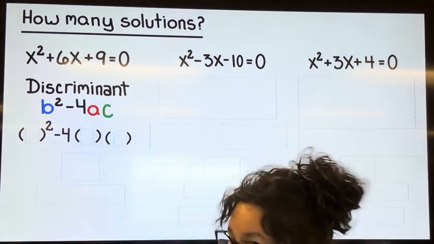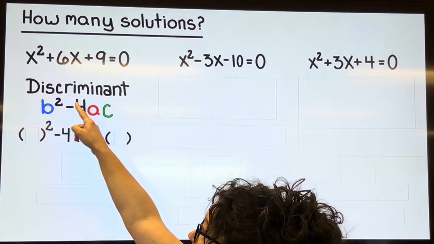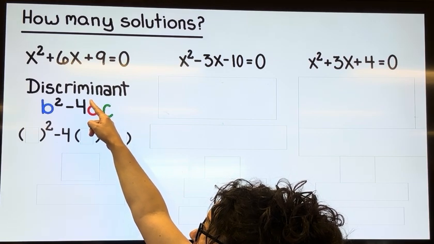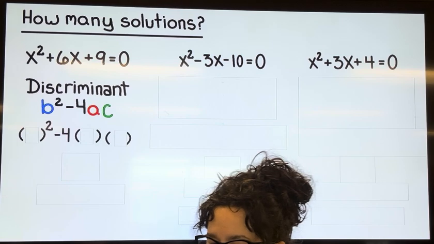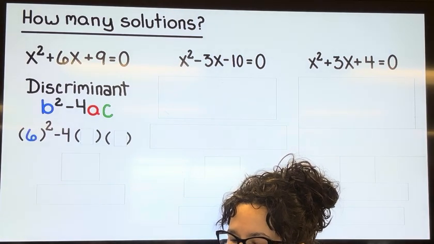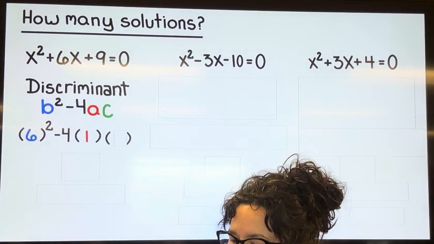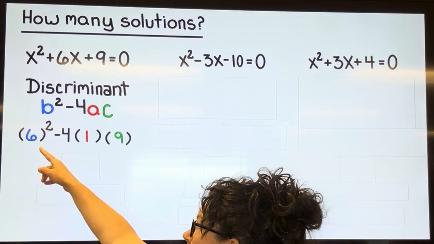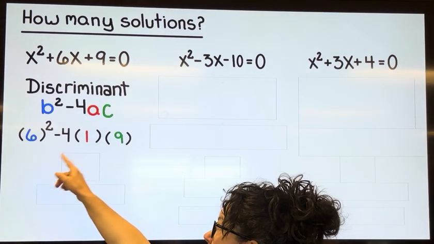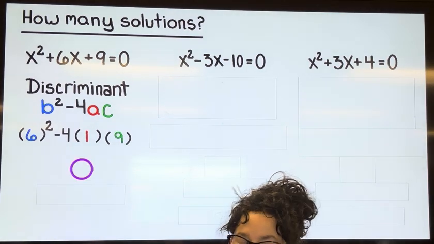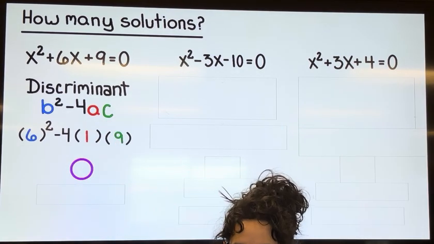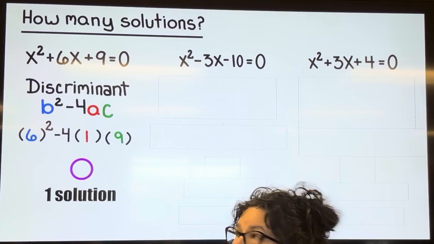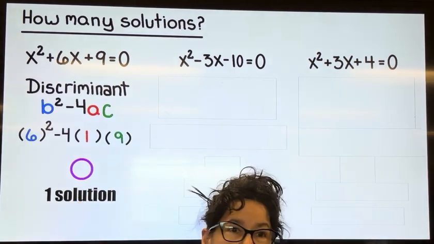The number in front of x squared is a, so 1x squared. The number in front of x is b, so 6 is b, and then 9 is c. So b is 6, a is 1, and c is 9. When I find the answer, 36 minus 36 is equal to 0. So the answer to the discriminant is 0, and that tells us that this equation is going to have one answer.